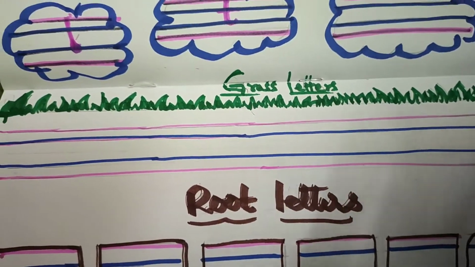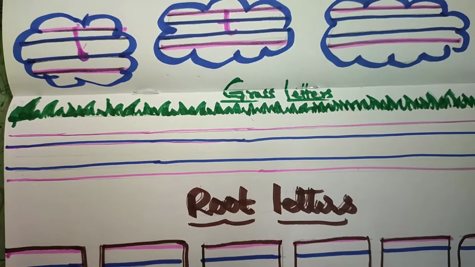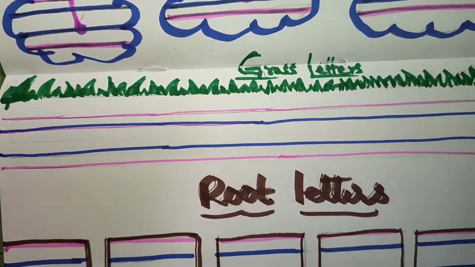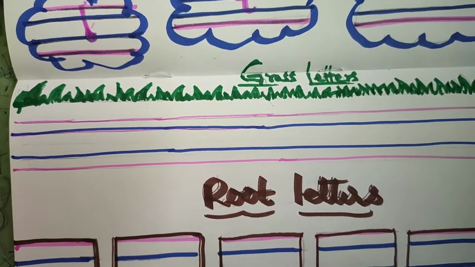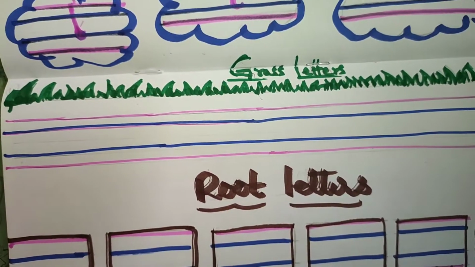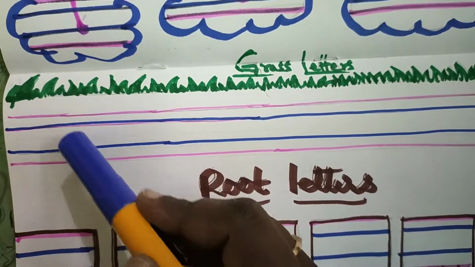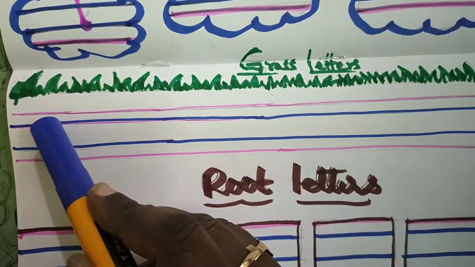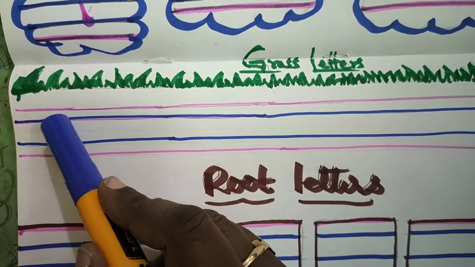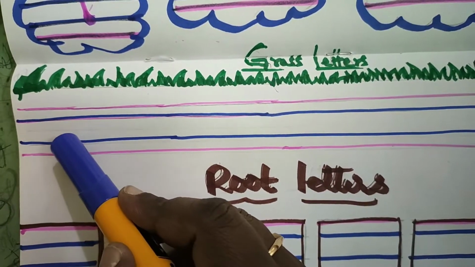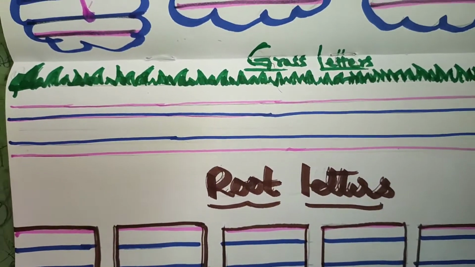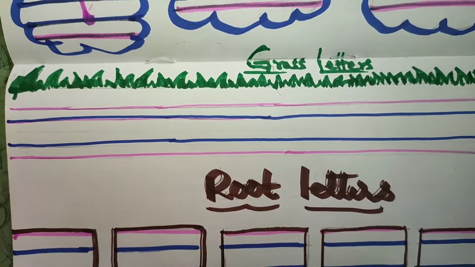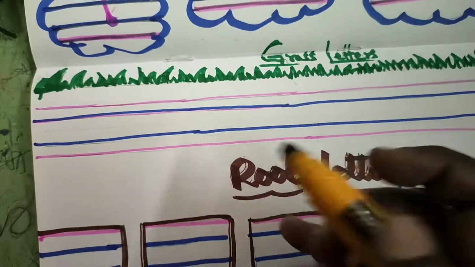Let's come to the grass letters. What is meant by a grass letter? Grass letters are the letters fixed between the blue lines. These letters fit only between the two blue lines. Let's see what the grass letters are.